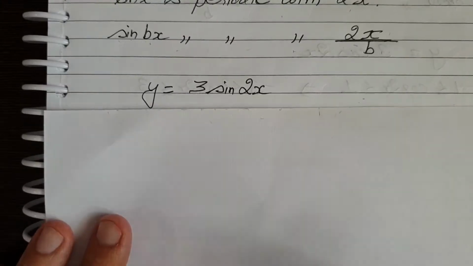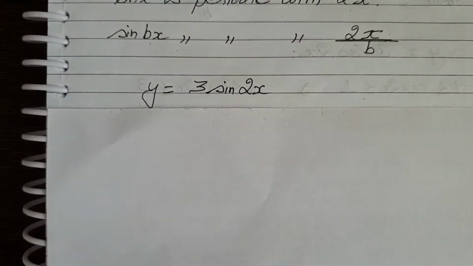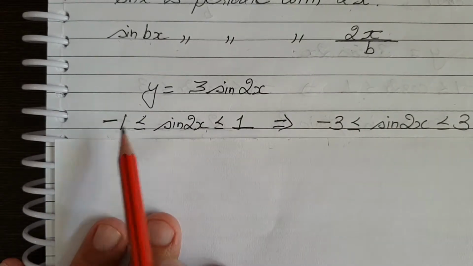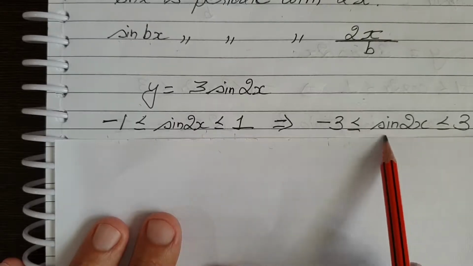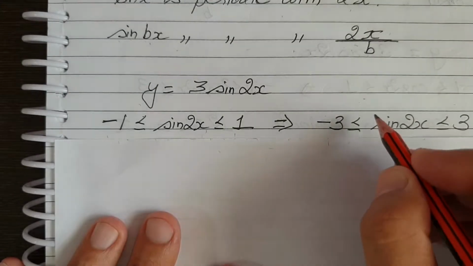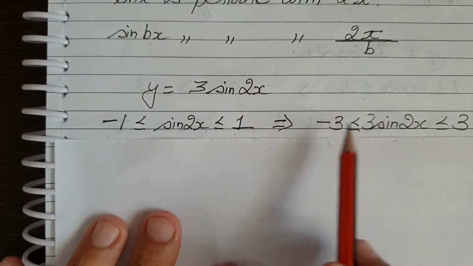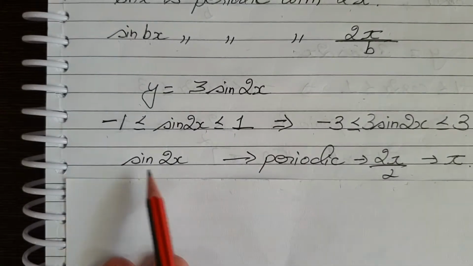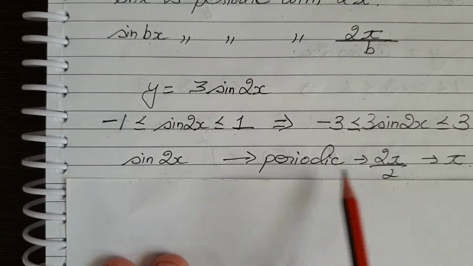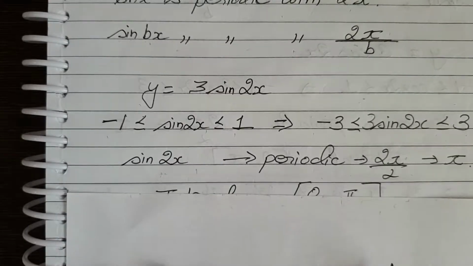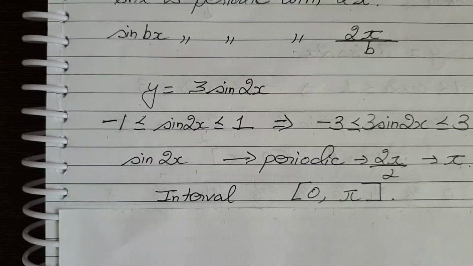Now we have to draw the graph of y equals 3 sine 2x. Similarly, we know that sine 2x values lie between minus 1 and 1. Multiplying this by 3, 3 sine 2x will be from minus 3 to 3. Now sine 2x is periodic with 2 pi; dividing by this number 2, sine 2x will be periodic in pi. So we draw the graph of y equals 3 sine 2x in the interval 0 comma pi.